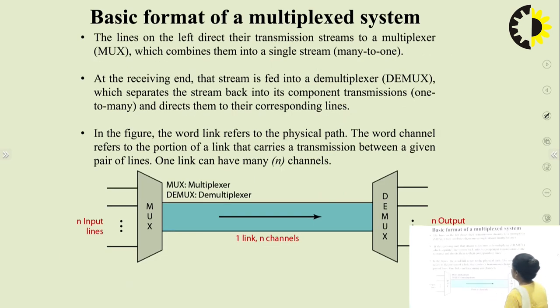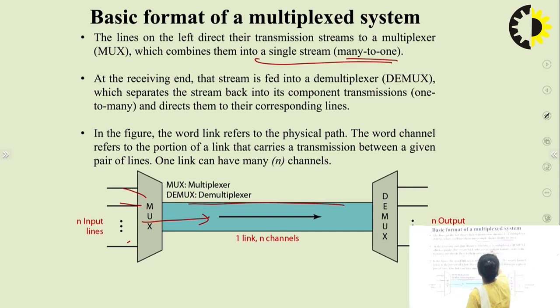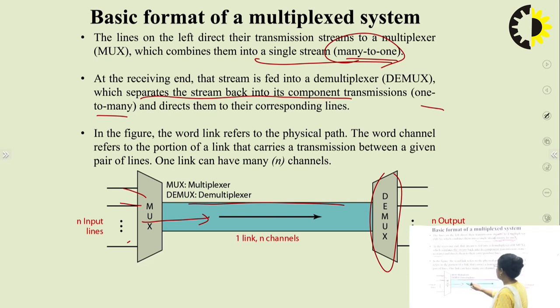The basic format here: the lines on the left direct their transmission to a multiplexer, and these are combined into a single stream. As I said, at the multiplexer's end it is many to one, and at the demultiplexer's end it is one to many. So what does the demultiplexer do? It separates the stream which is coming over the medium into its component transmissions. How do we do that? We'll take that up with examples in the subsequent slides.